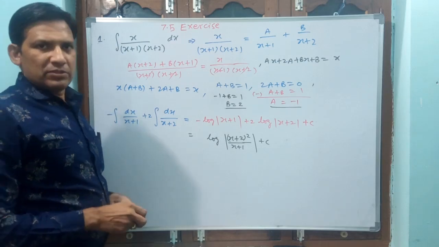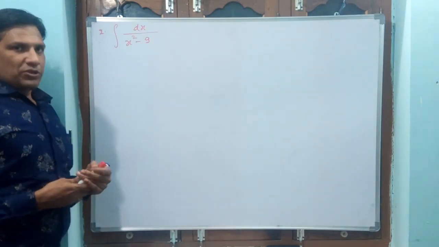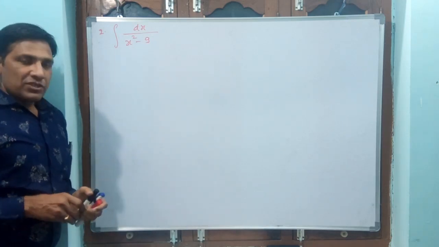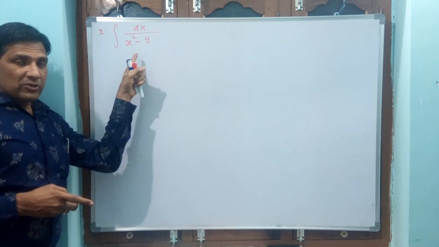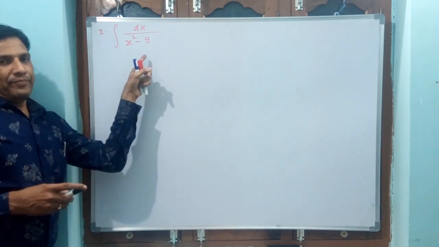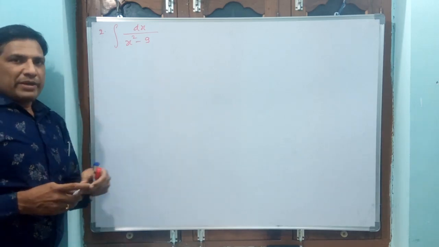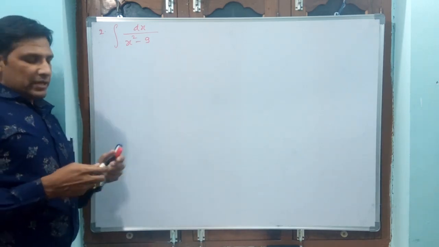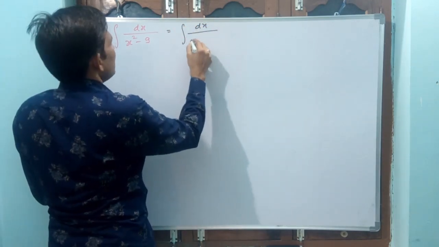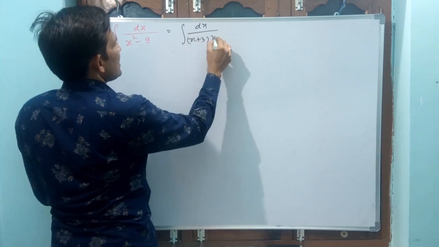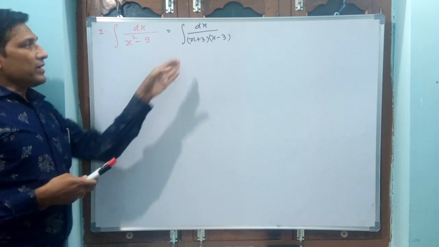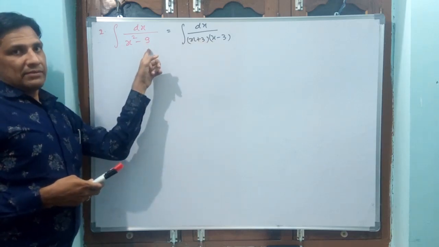Take this, we will go for the second question. Okay, see the second question, integral dx by x square minus 9. Here you have to split this in factorization form. How can you split? Like a square minus b square, a plus b into a minus b. See how I am doing. That is equal to integral dx by x plus 3 into x minus 3. Is it okay? x square minus 3 square, 9. Is it okay?